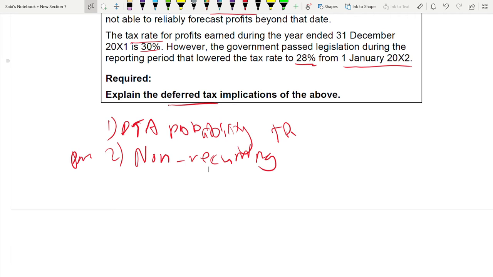So this is from the restructuring. What does it imply? You need to understand the implication. If it's non-recurring, what does it imply?